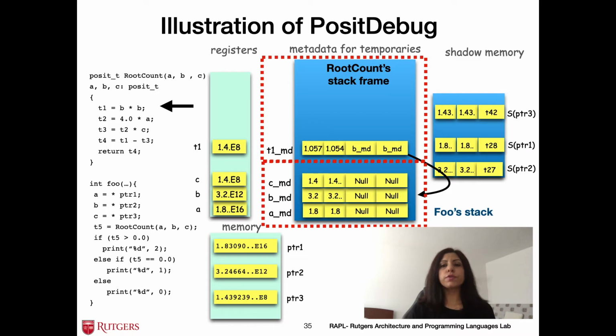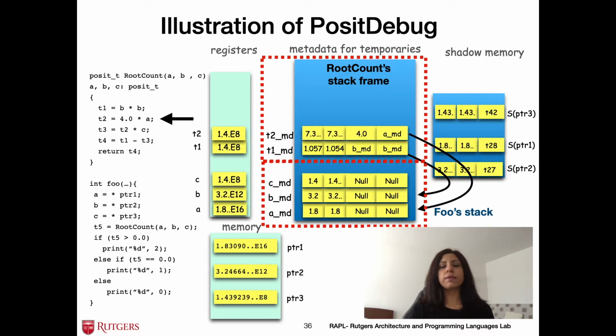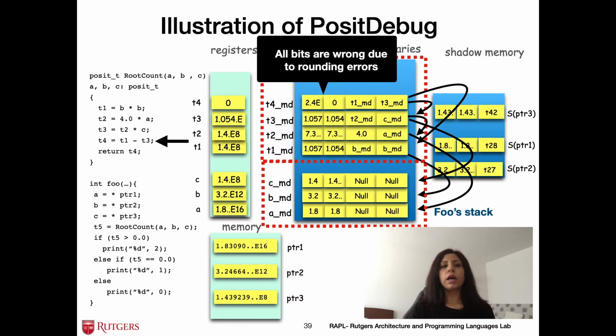We store the posit value pointers to the T1's operands metadata, which is B in this case. We do the same thing for T2, T3, and T4. After computing T4, we notice that T4 has high rounding error. T4's computed value is totally different than T4's real value.